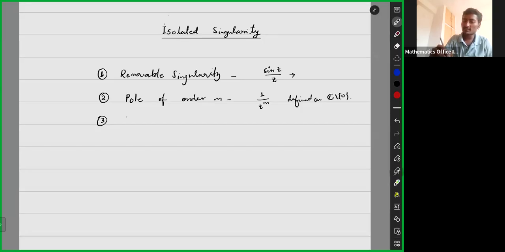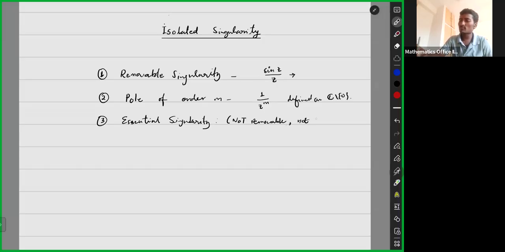So the third kind of singularity is essential singularity. These are singularities which are not removable and not pole. Those which are not removable, not pole, they are essential singularity. Okay, so an example will be something like e power 1 by z. And how to check that this is not removable, not pole? So there are some criteria.